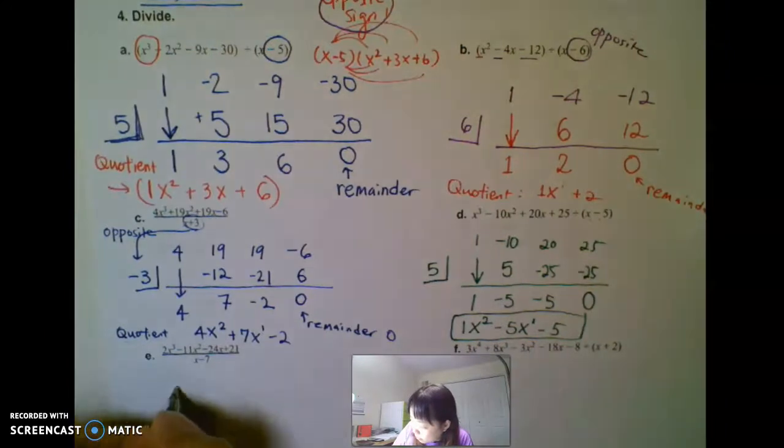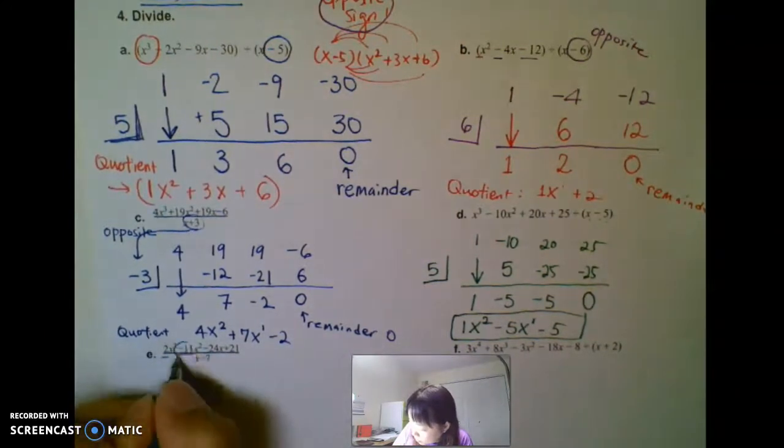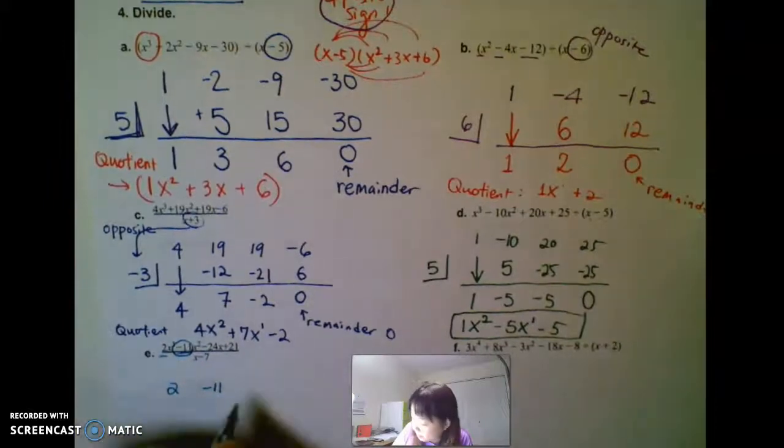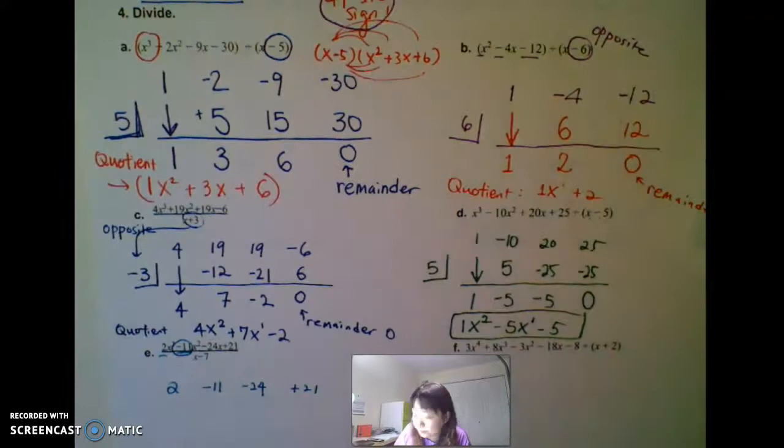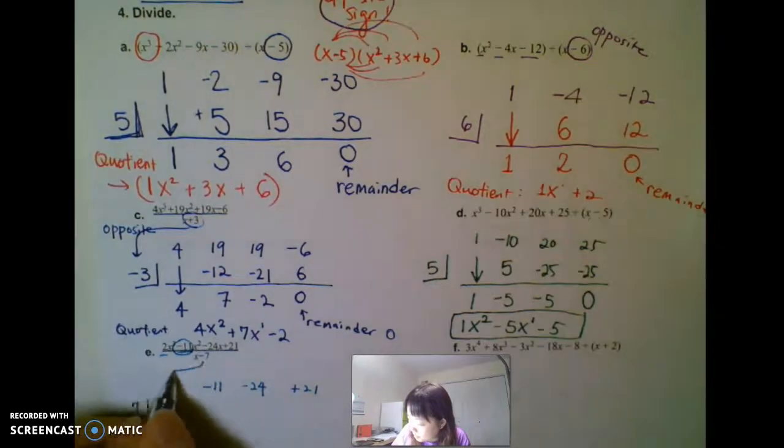Okay, so number 2, 11, negative 11. Just the signs are super important. Negative 11, negative 24, positive 21. Okay, we're dividing this by x minus 7. That means positive 7. We always do the opposite sign, right?